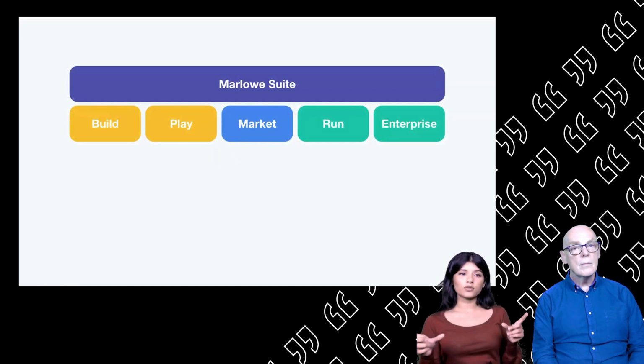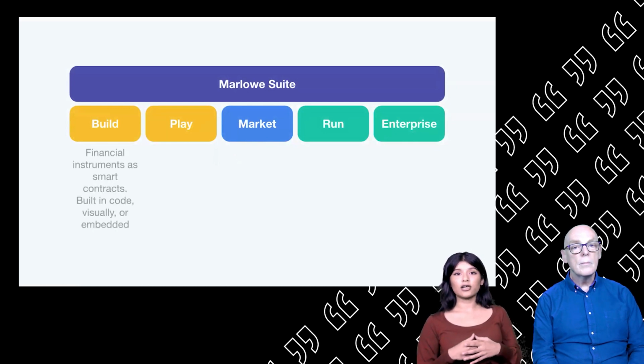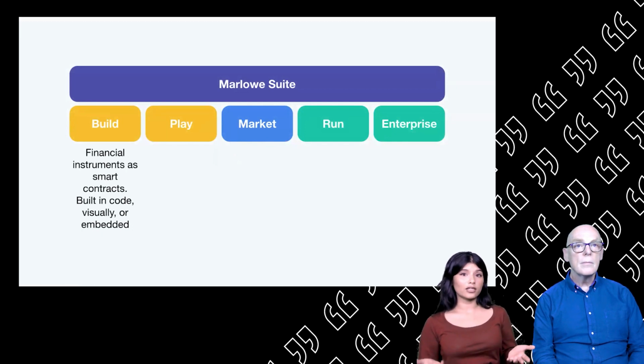Now, within Marlowe, we have several products. The first set of products, which is Marlowe Build and Marlowe Play, are tailored towards developers. Marlowe Build is a place where users can basically go in and they can compose financial contracts as smart contracts. And so they will be able to build that either directly in code, such as they can use Haskell, JavaScript, or a number of other ways to build it. They can also do it visually using Blockly, and they can also do it in an embedded fashion.